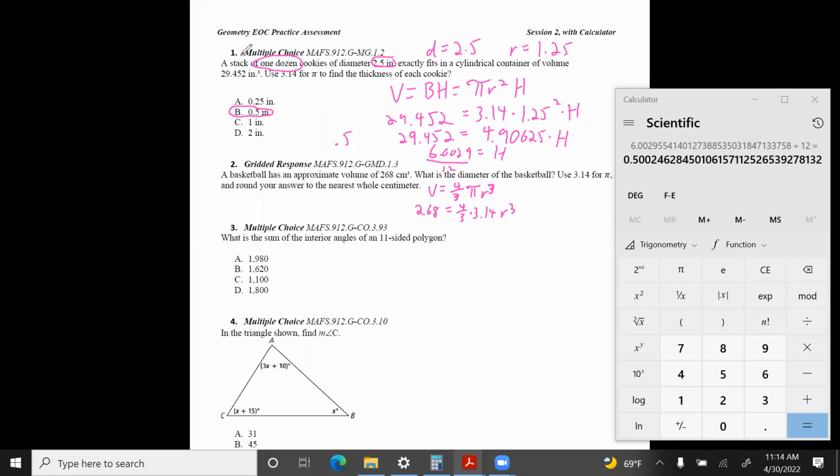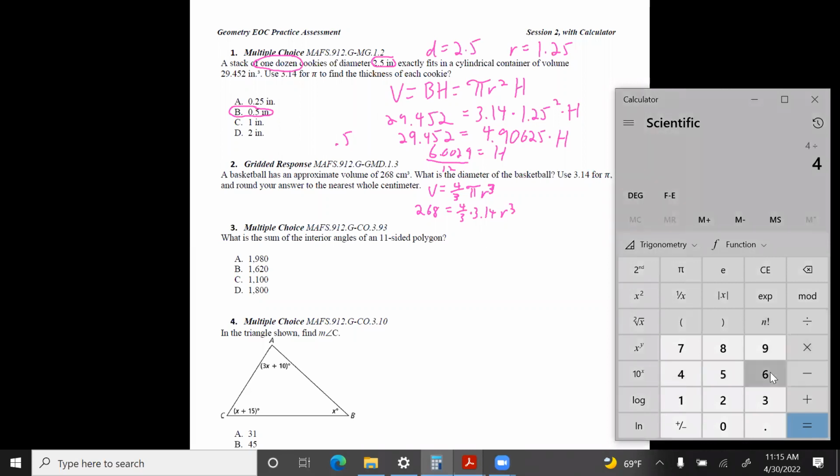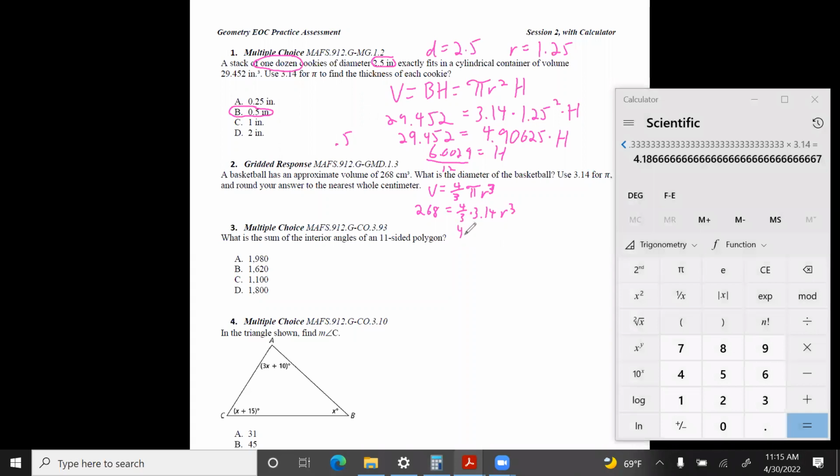So we have on our calculator over here, 4 divided by 3, then times 3.14. So we get 4.186. And again, we still have r to the third. So now that's what we're dividing this side by.